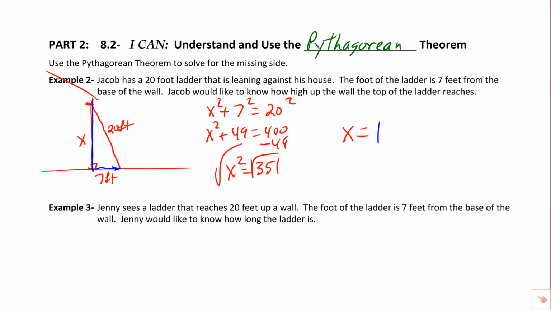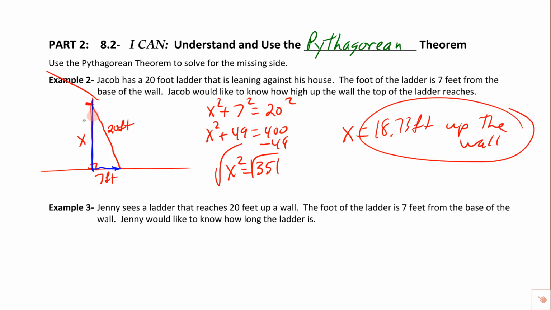So I'll change colors here. 18.73 feet. Now if you wanted to change that into feet and inches, that would be fine. And let's just add a little more information. Up the wall. Okay, so this is 18.73 feet up the wall. So it reaches pretty far up there.